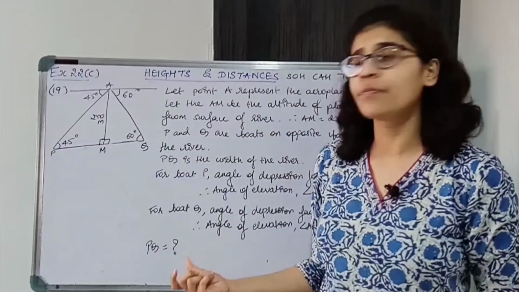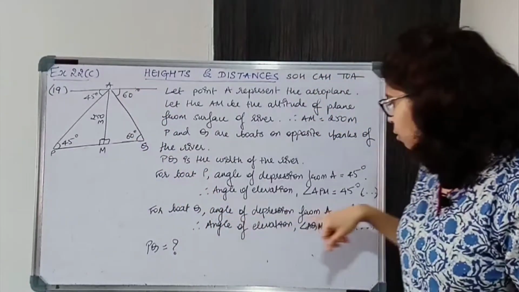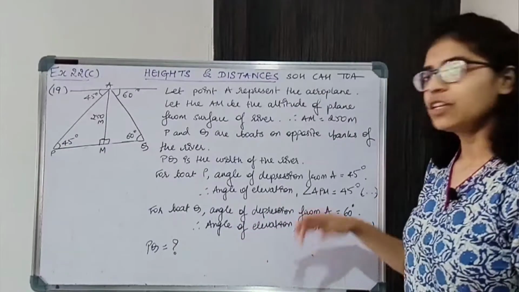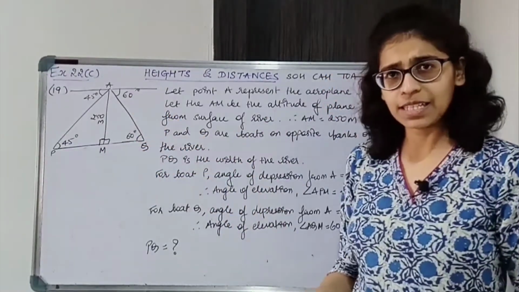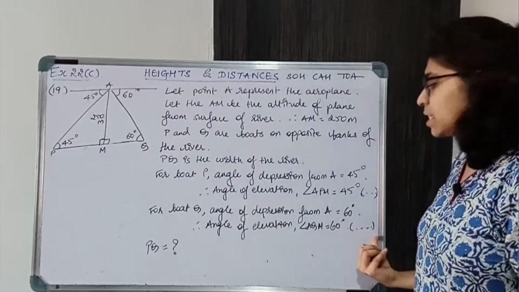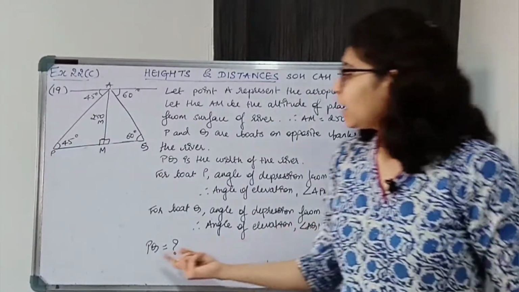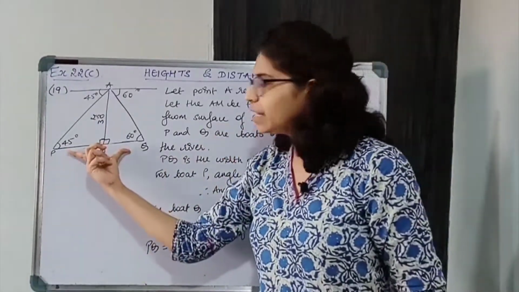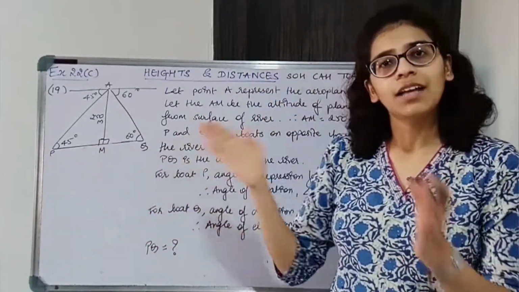Same thing for Q. For Q, the angle of depression is 60 degrees. So the angle of depression from A is 60 degrees. Therefore the angle of elevation will also be 60 degrees, that is angle AQM, 60 degrees हो जाएगा. Give the reason again over here: angle of elevation is equal to angle of depression. PQ we have to find, that is the width of the river. We cannot find it directly, so what we'll do, we'll find PM and MQ and then add them.